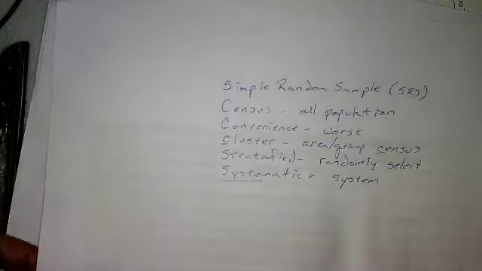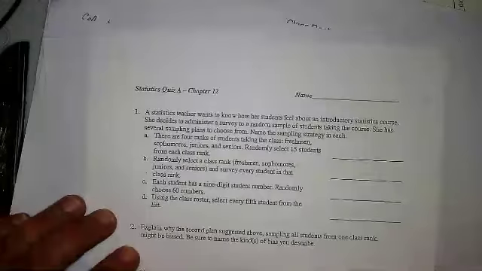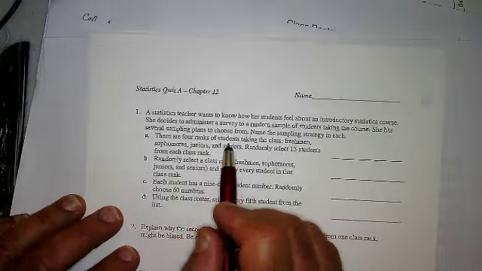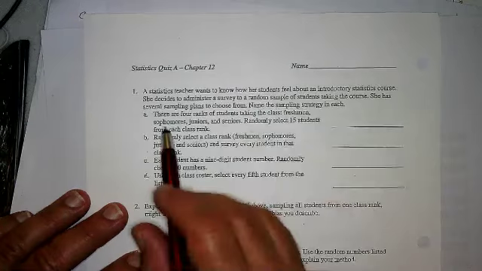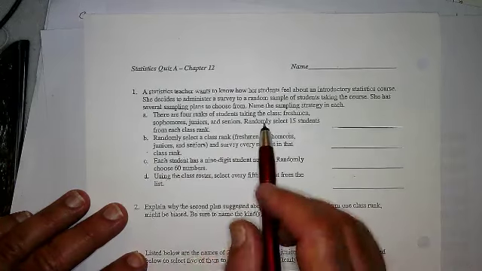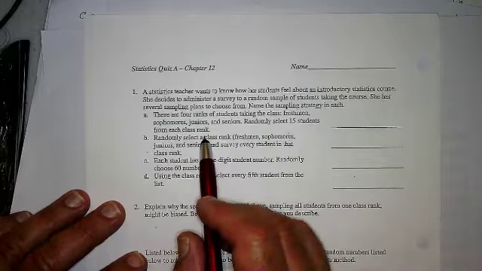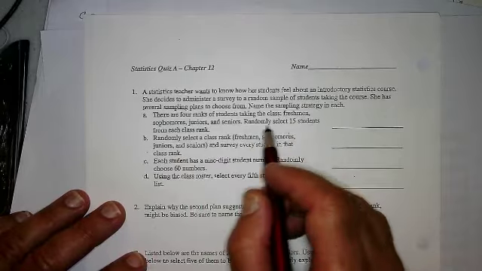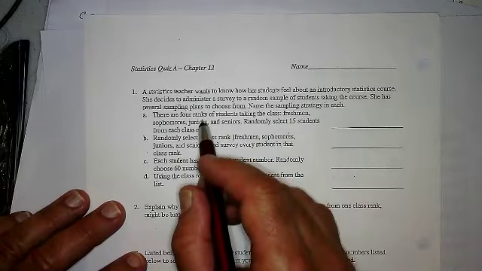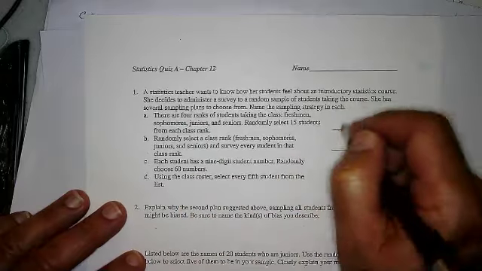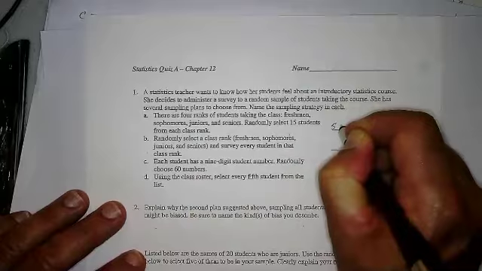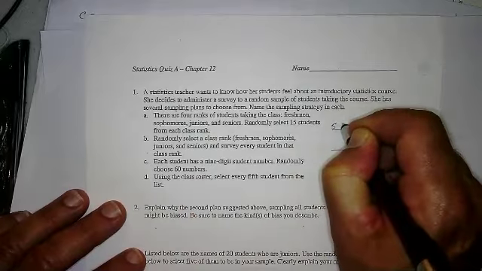So here we go. Let's look at these and see how we can define them. There are 4 ranks of students, so we've put them in strata: freshmen, sophomores, juniors, seniors. Then we randomly select from each class. Randomly doesn't mean it's a simple random sample, because we take 15 from each group and not everybody has a chance. So this is a stratified random sample.